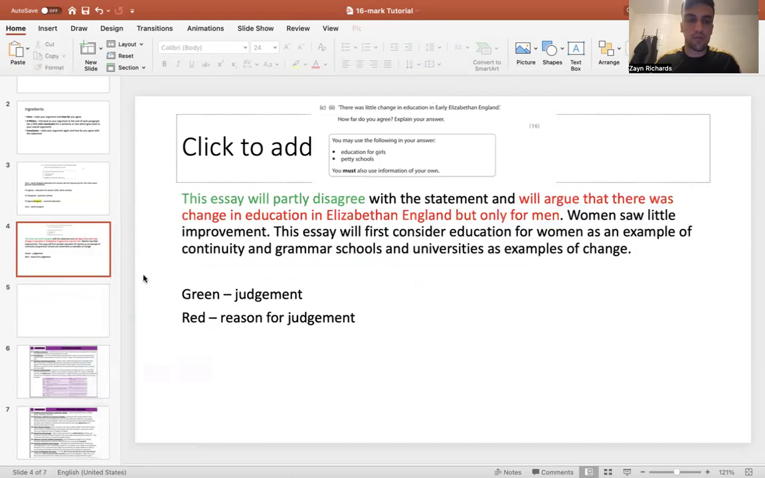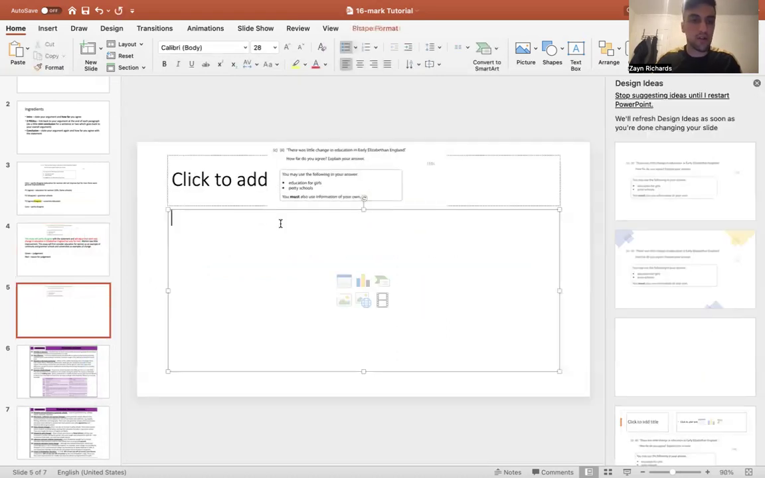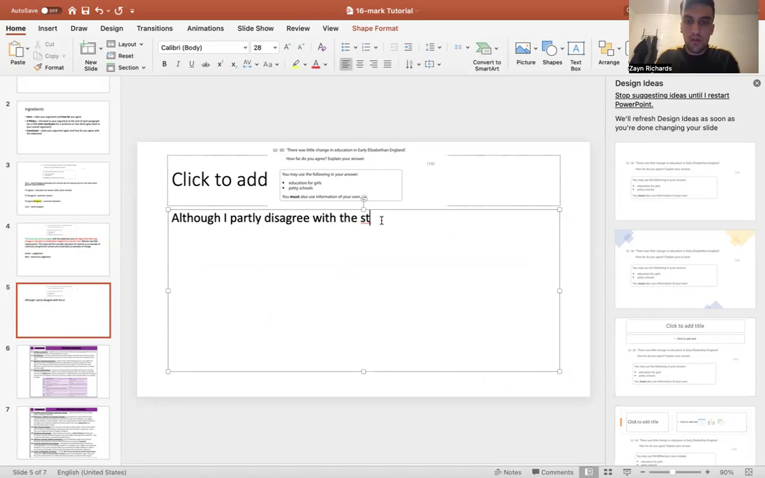Right. So now we'll write up some of the paragraphs. I don't know how many I'm going to write. So I'll start off by saying, although I disagree with the statement, so keep your argument throughout. Although I partly disagree with the statement, one reason why someone may agree is because of education for women.